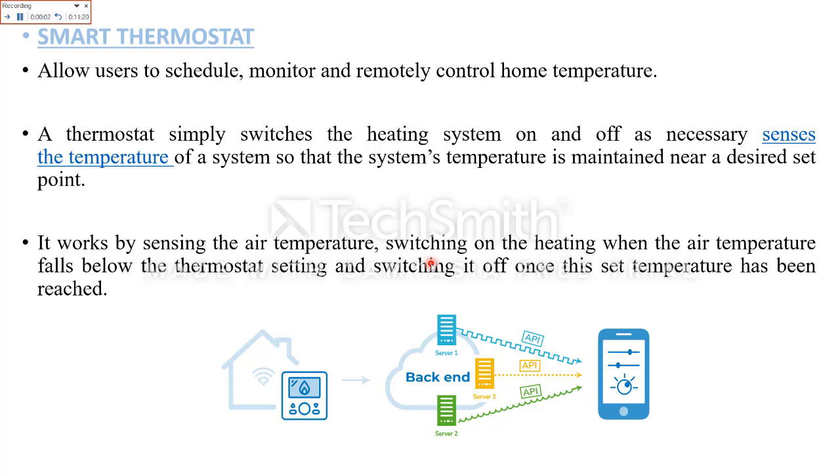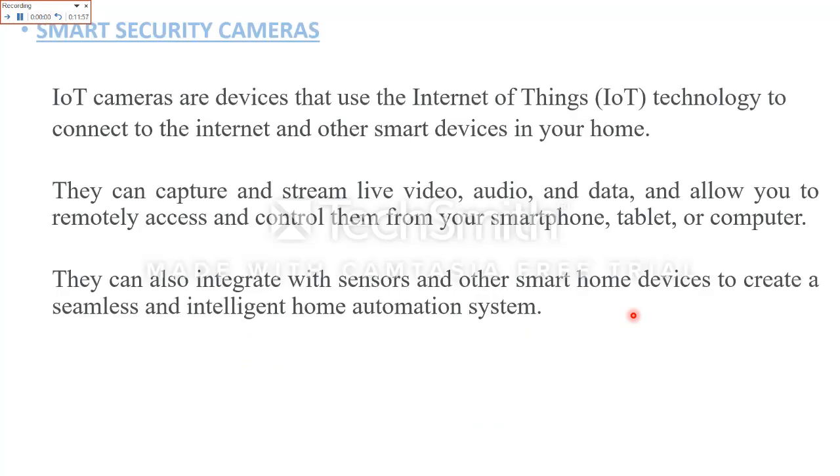Smart thermostat is one more application of IoT. It allows users to schedule, monitor, and remotely control home temperature. A thermostat simply switches the heating system on and off as necessary, senses the temperature of the system so that the temperature is maintained near a desired set point, and it works by sensing air temperature, switching on the heating when air temperature falls below the thermostat setting, and switching it off once its set temperature has been reached. So a thermostat can be used to control your AC.